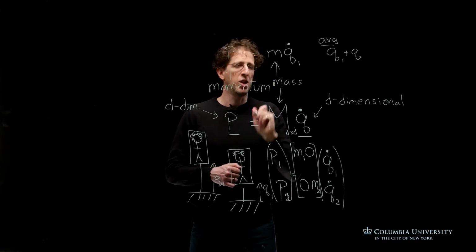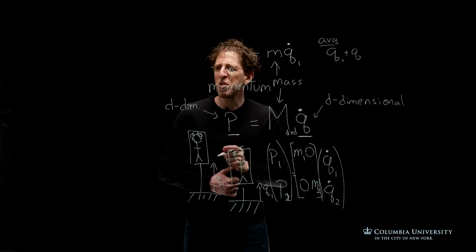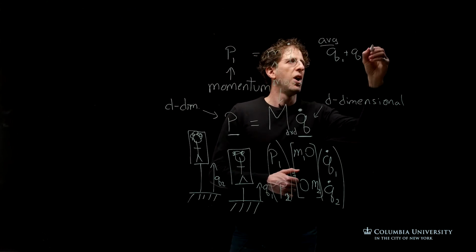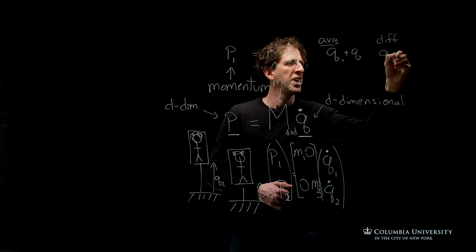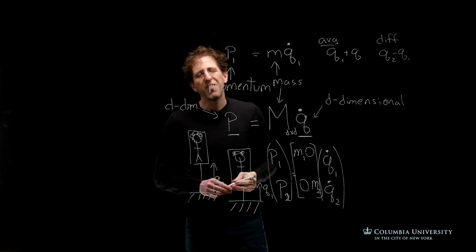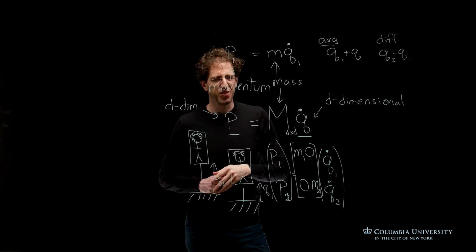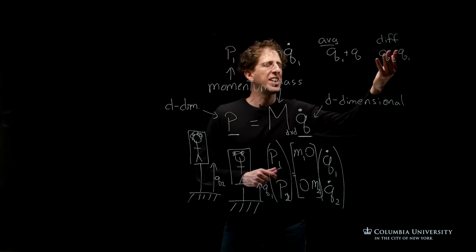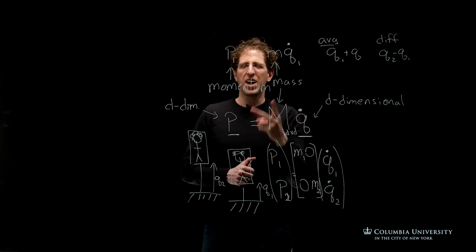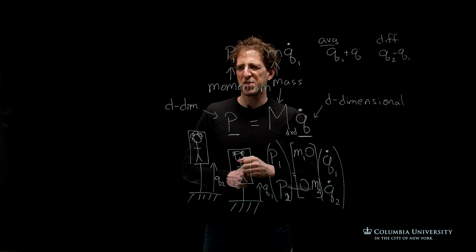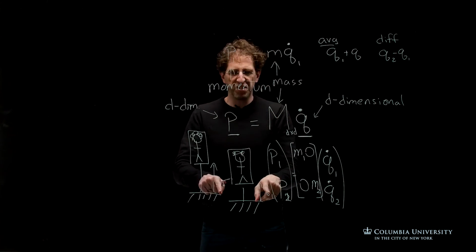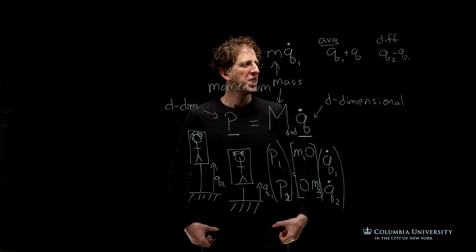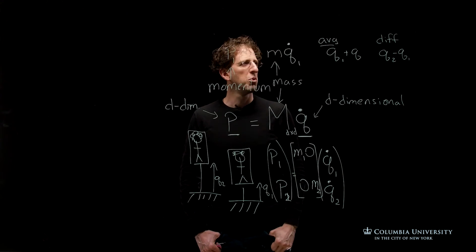That's a single real number. And the other number I gave you was the difference in their heights, q2 minus q1. If I gave you the average height for the two elevators and the difference in height for the two elevators, I'd also be giving you just two numbers. Do those two numbers give me the same information as giving you q1 and q2? What do you think?